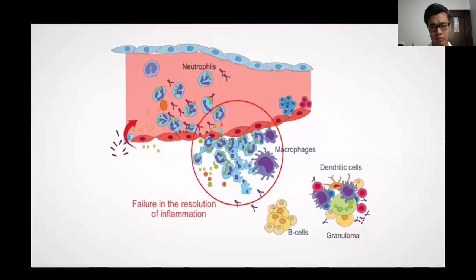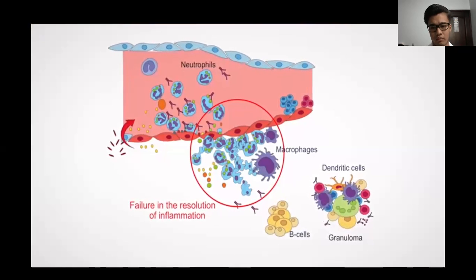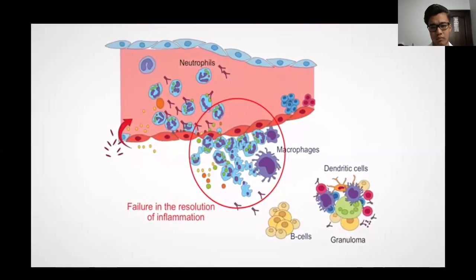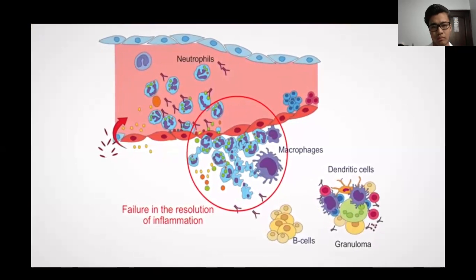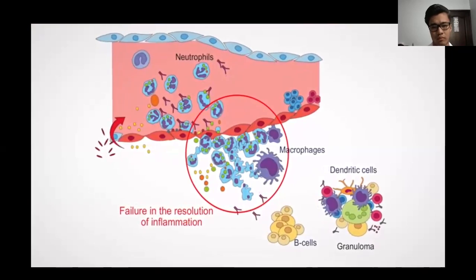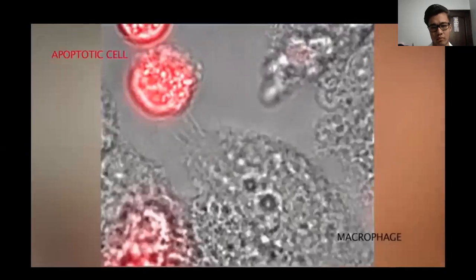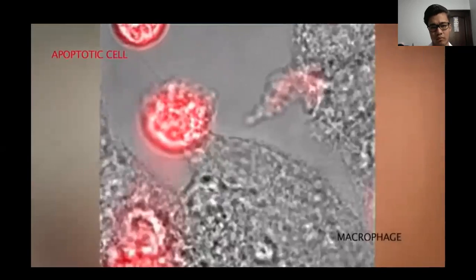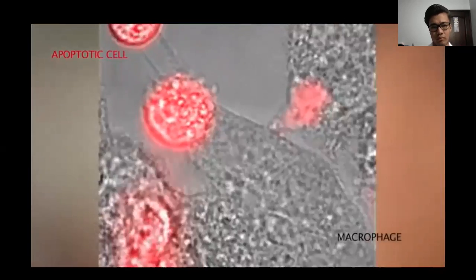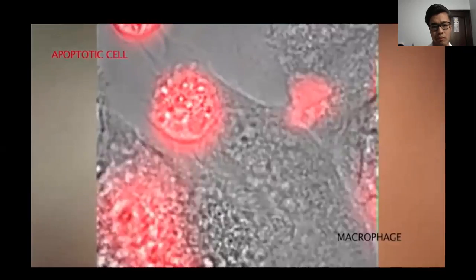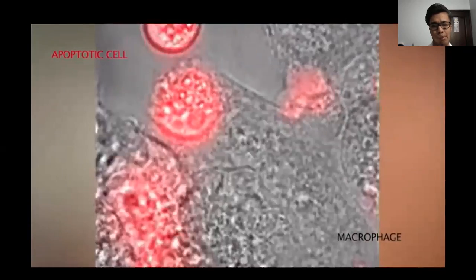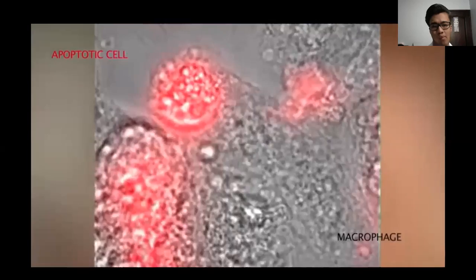A hallmark of this disease is a failure in the resolution of inflammation, and one crucial step in this process is the phagocytosis of apoptotic neutrophils by macrophages, which allows the return to homeostasis. Phagocytosis of an apoptotic cell, here in red, will reprogram the macrophage towards an anti-inflammatory phenotype, which will create a microenvironment which will favor the immune silencing.